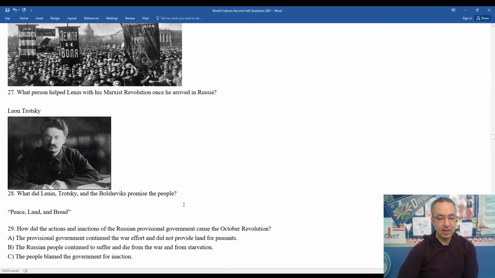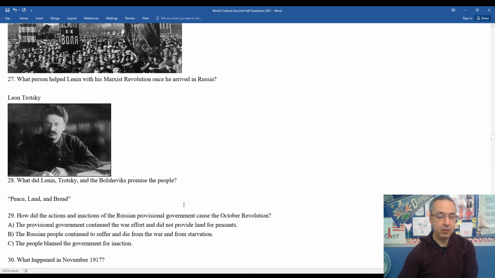29, how did the actions and inactions of the Russian provisional government cause the October Revolution? Well, as we alluded to previously, the provisional government continued to fight World War I. The Russian people continued to suffer and die from both the war and the starvation on the home front. And the people began to blame the provisional government under Alexander Kerensky for the failures of the country.